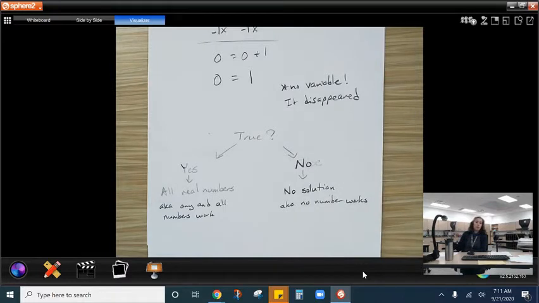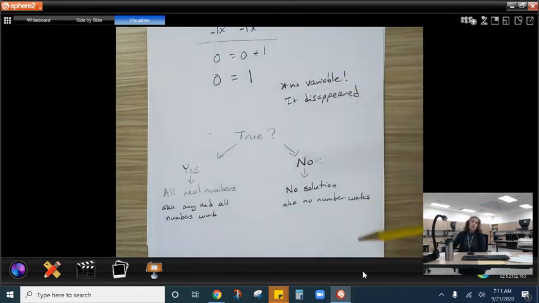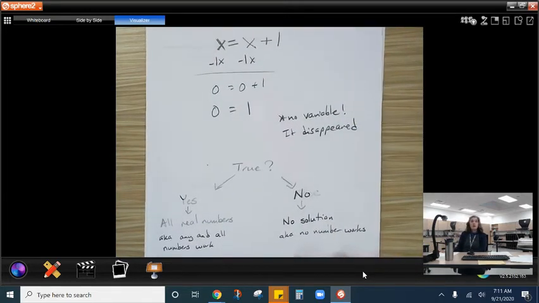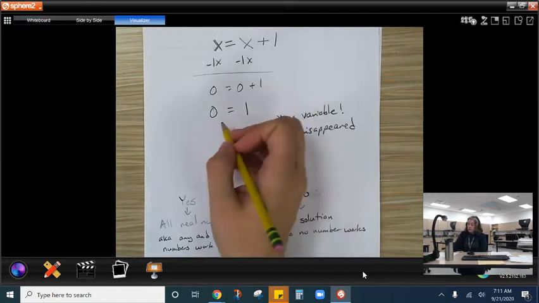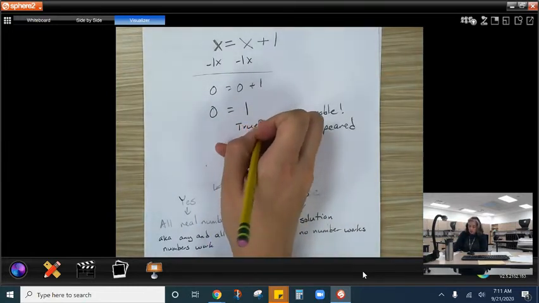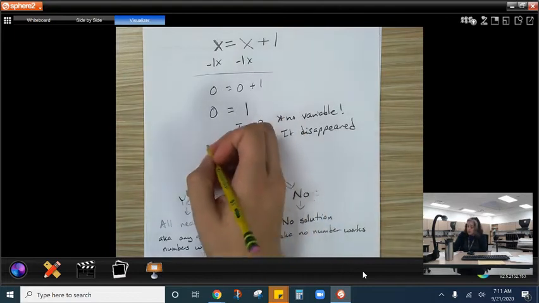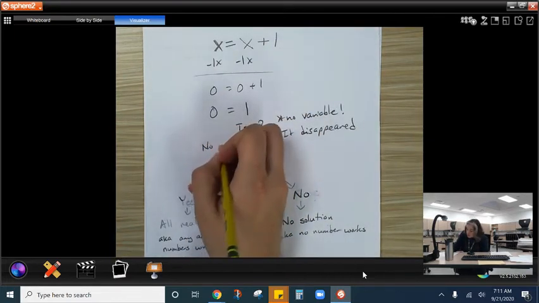So no number ever will work to make this a true statement, to make x equal x plus 1 in this case. So when we look at this, does 0 equal 1? Is that true? No, 0 is not the same thing as 1, so there's no solution. So this one is a no solution.